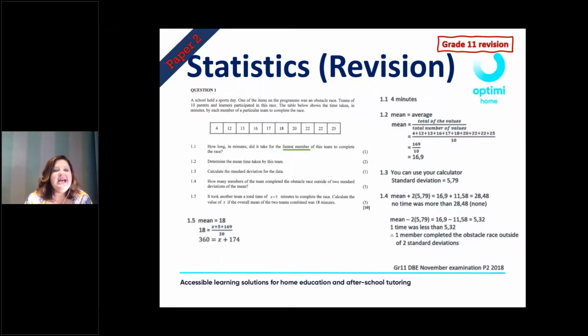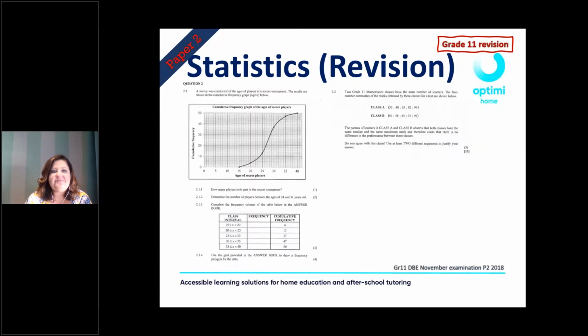And you will do algebra to solve for X, and you will find that X is 186. So I hope that this revision of this question helped out and reminded you of statistics that you have done in grade 11.